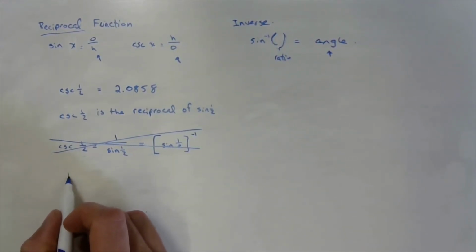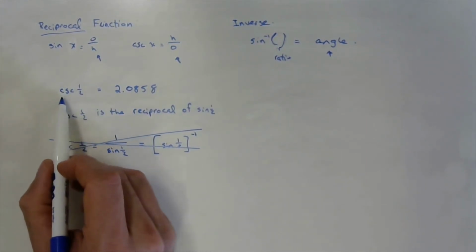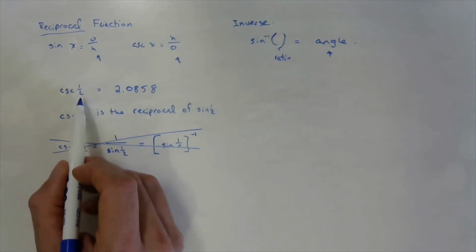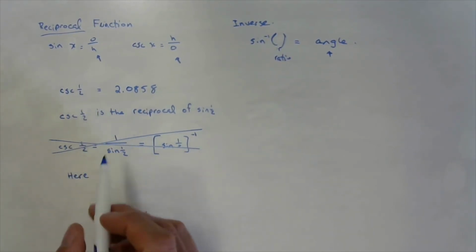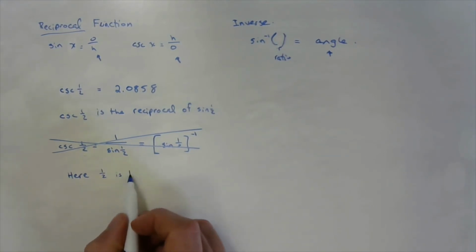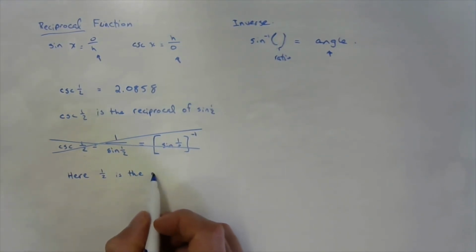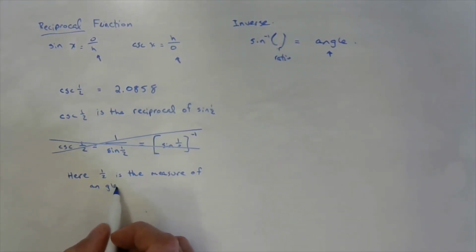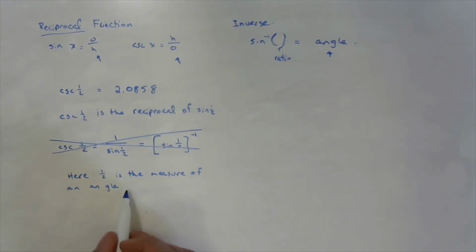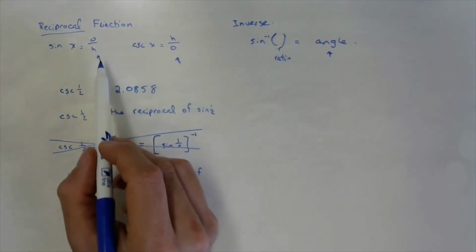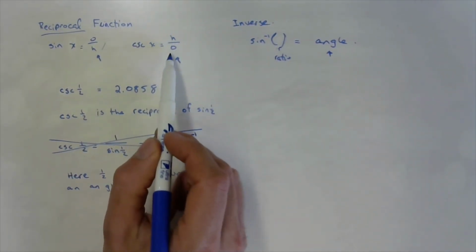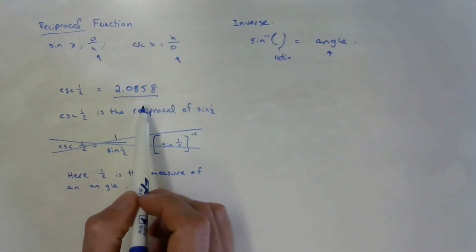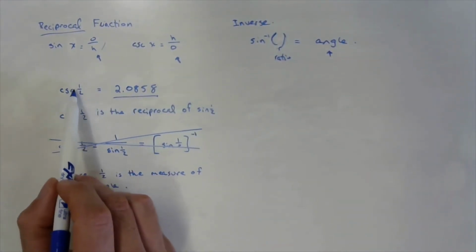So here, in this example, on this side, when we're talking about taking the cosecant of 1/2, 1/2 is the radian measure of an angle. So what comes out is the ratio. Okay? This is the ratio of hypotenuse over opposite when you have an angle of 1/2 radians.